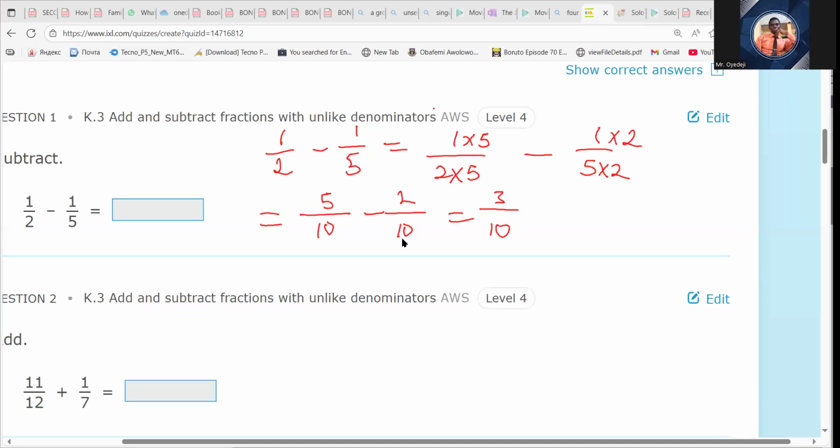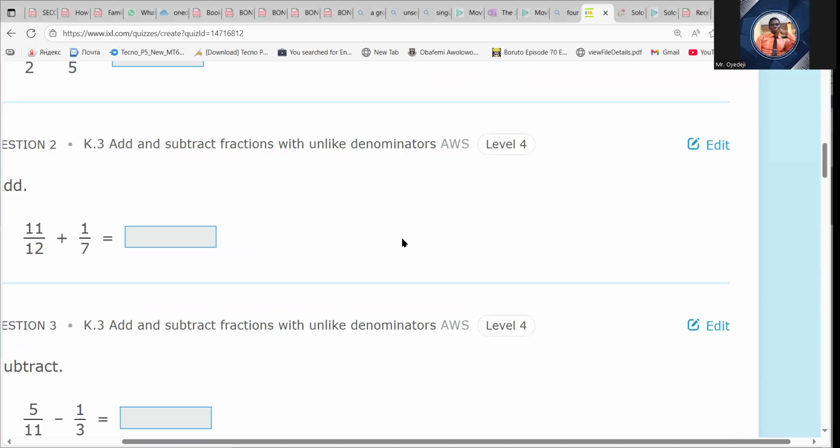We have 11 over 12 plus 1 over 7. What number can I multiply with 12 and also multiply with 7 that will give us the same thing?